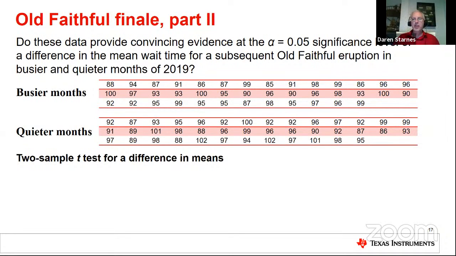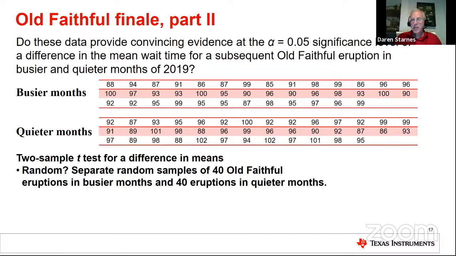In this case, we would really like to do a 2-sample t-test for a difference in means. Completely coincidentally, the same number of eruptions occurred in the busier months as in the quieter months when I took the random sample of 80. There were 40 and 40. I didn't force it to be that way, it just came out that way. So that was kind of unexpected luck.